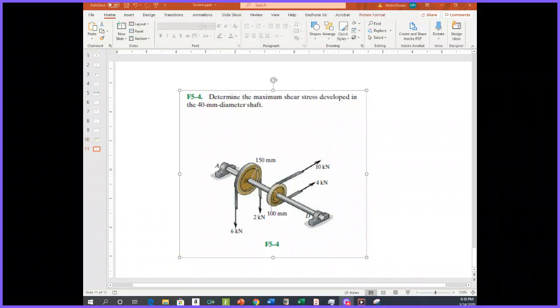Okay, so this is the problem. In this problem, a shaft is supported by two bearings. One is located at point A, the other one is located at point D. So there are two belts, and the shaft is rotated by two belts. One is located at B, the other one is located at C. The problem asks us to determine the maximum shear stress developed in the 40 millimeter diameter shaft.